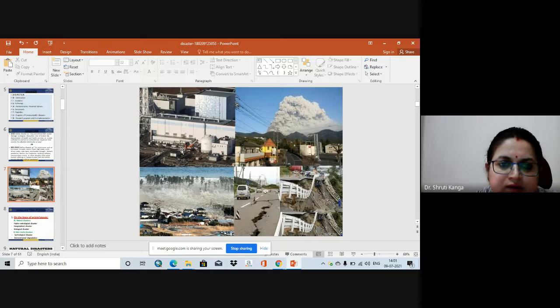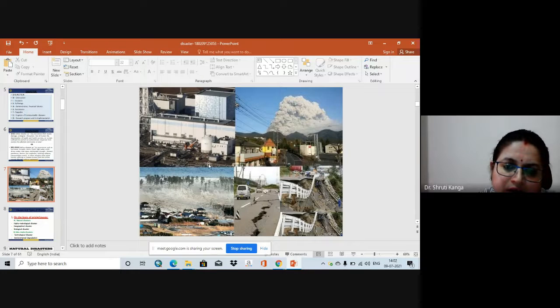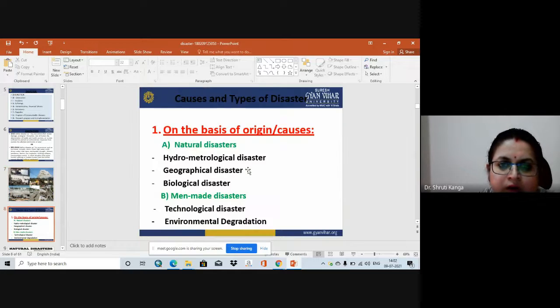Clear? So these are some disasters. You can see this is the industrial disaster. This is, I guess, a forest fire disaster. This is again some explosion that took place. This is the cracks or sliding of the land. There are cracks and the road is sliding, so it is something like landsliding. Clear? So these are a few photographs where a glimpse of a few disasters has been shown.